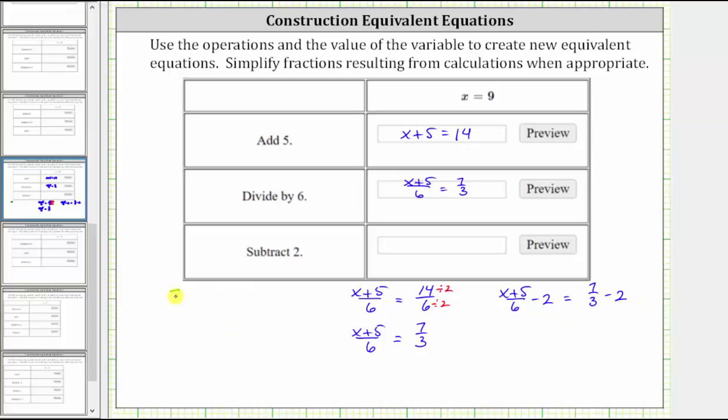We have 7/3 minus 2, or minus 2 over 1. The least common denominator is 3. We need to write 2 over 1 as an equivalent fraction with the denominator of 3, and therefore we multiply the numerator and denominator by 3. This gives us 7/3 minus 6/3, which is equal to 1/3. And therefore the third equivalent equation is the quantity x plus 5 divided by 6 minus 2 equals 1/3.